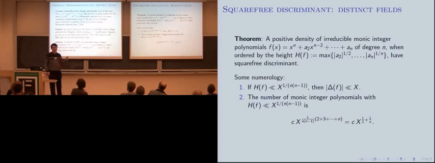So why do we believe that this order of magnitude is correct? Because we believe that the converse of the first statement is true 100% of the time. If discriminant is bounded, then the height should also be bounded.